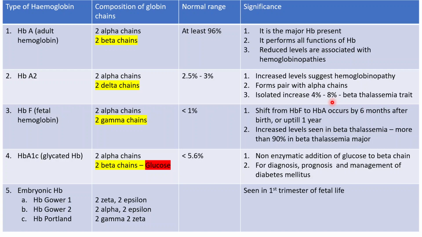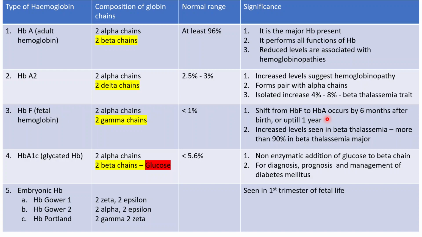In other words, how do we diagnose beta thalassemia trait? By measuring hemoglobin A2, and if the hemoglobin A2 is between 4 to 8%, then it is suggestive that the person is having beta thalassemia trait. Next is hemoglobin F. So hemoglobin F is having very small percentage, less than 1. However, increased percentage up to 90%, sometimes even more than 90, is seen in beta thalassemia major. Why that happens, that we will see in the next lecture. Now, shift from hemoglobin F to hemoglobin A occurs maximum by 6 months of age, or sometimes up till 1 year.